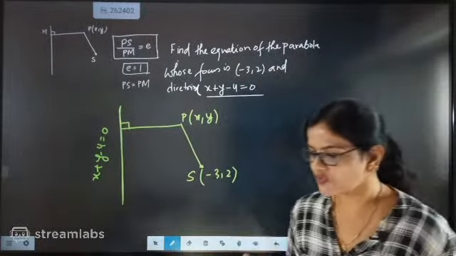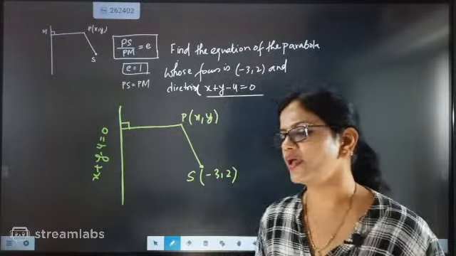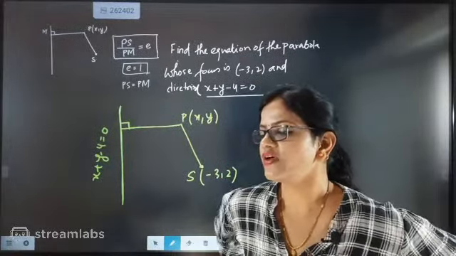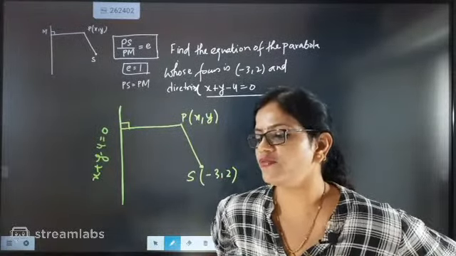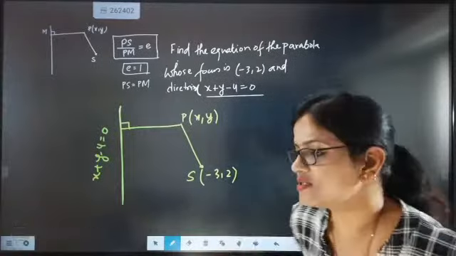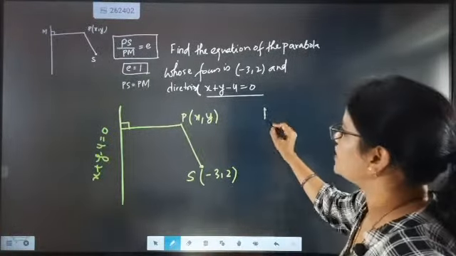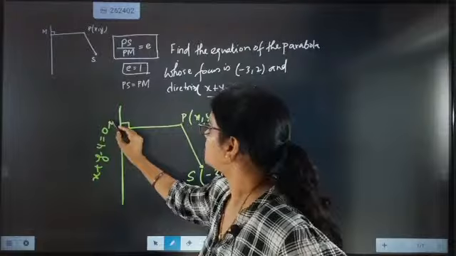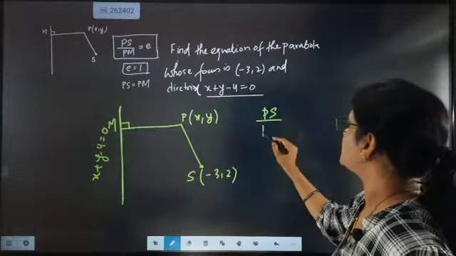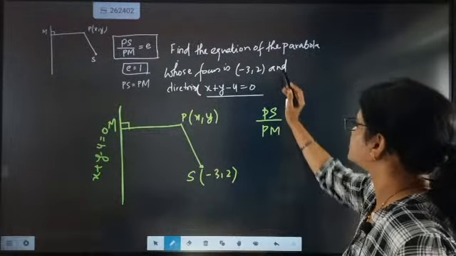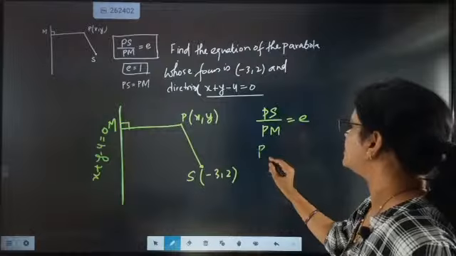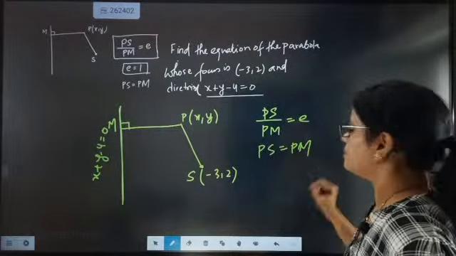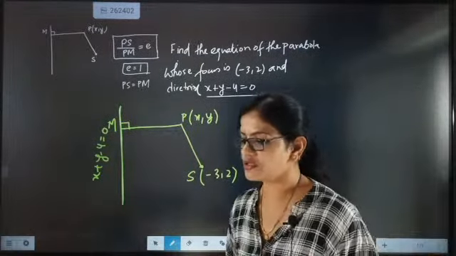In the last class we did the same work, and we have to do it here also. We take PS by PM equal to e, and here the eccentricity is 1. So PS will be equal to PM.